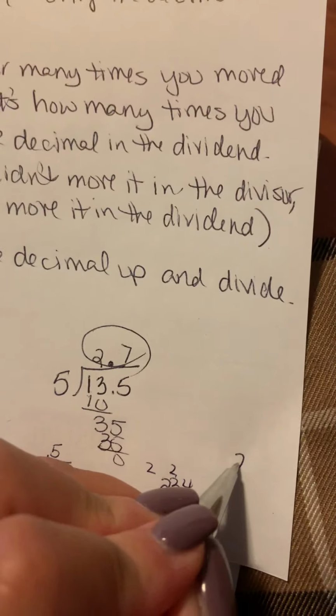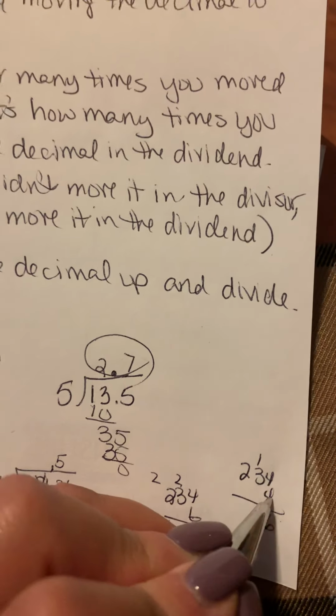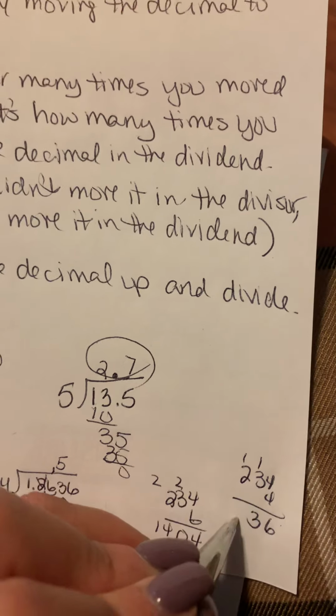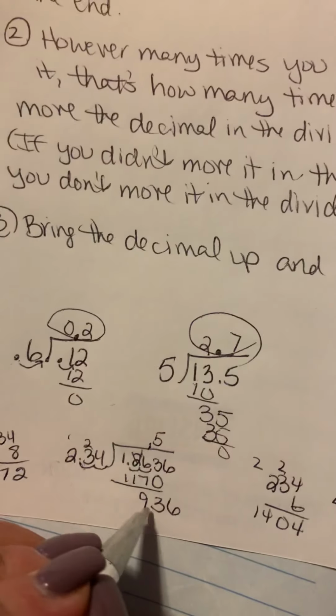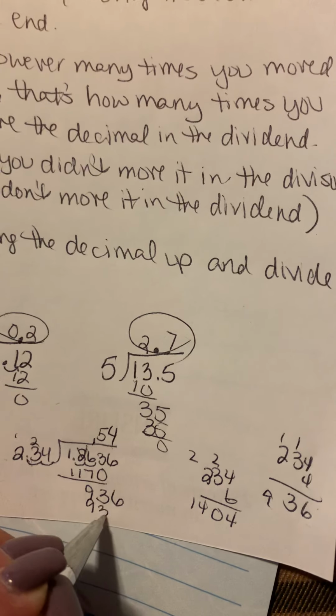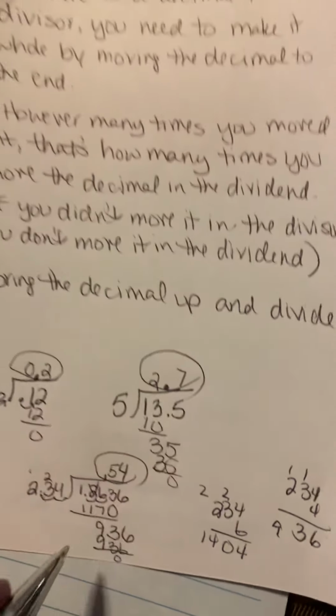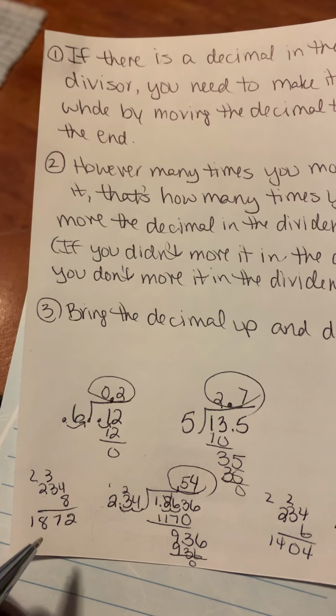How about 4? 234 times 4. 16, 12, 13, 8, 9. There's our magic number, 936. So I have no remainder, and the answer is 0.54. Really important where you put the decimals.